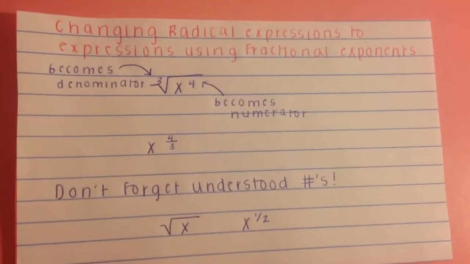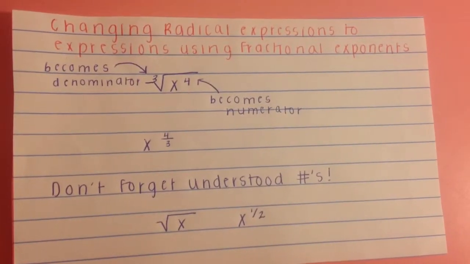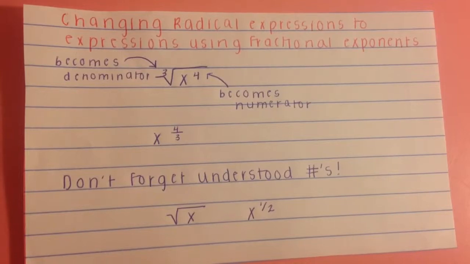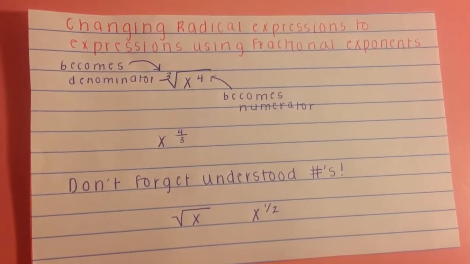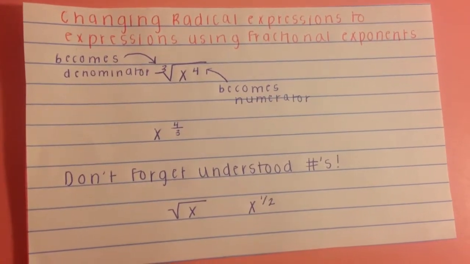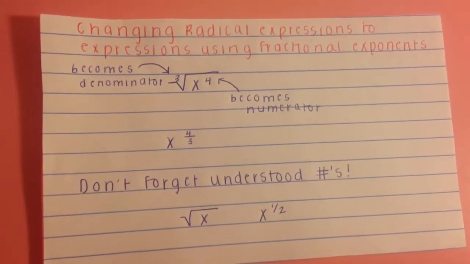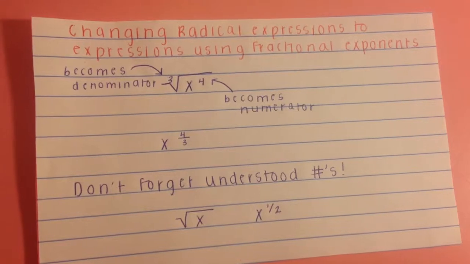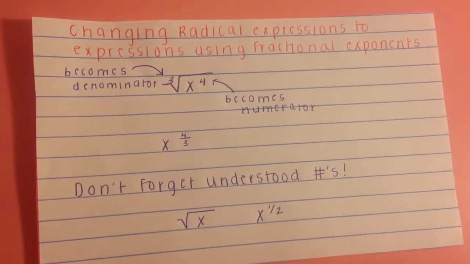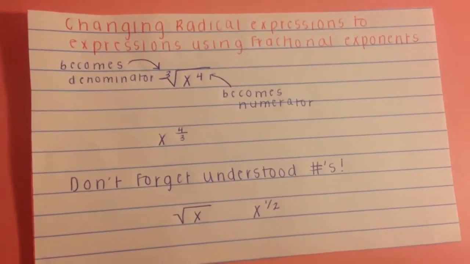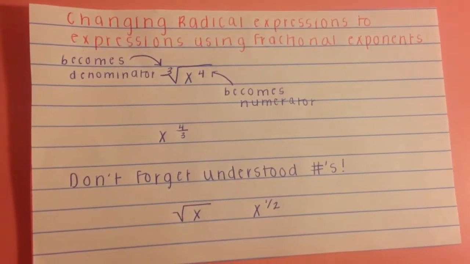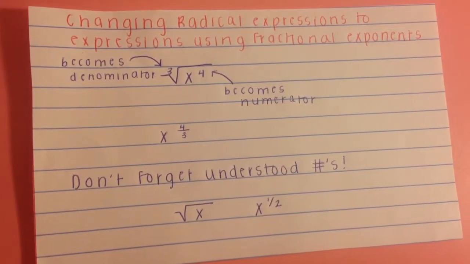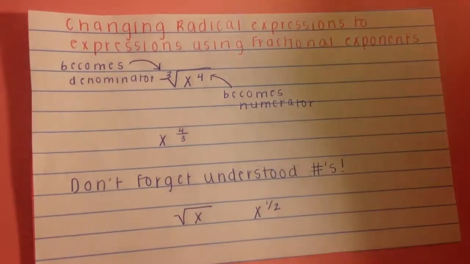Next, we'll look at changing radical expressions to expressions using fractional exponents. So if I have the radical expression cube root of x to the 4th, my index of 3 will become the denominator of my exponent, and my exponent of 4 will become the numerator. So it will become x to the power of 4 over 3. Now, a mistake people might make is with understood numbers. For example, if you're finding the square root of x, don't forget there's an understood exponent of 1 and index of 2, so it would be x to the power of 1/2.